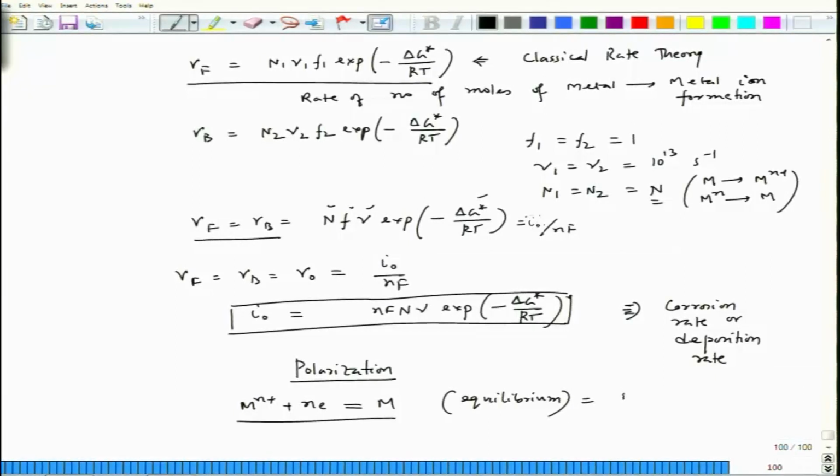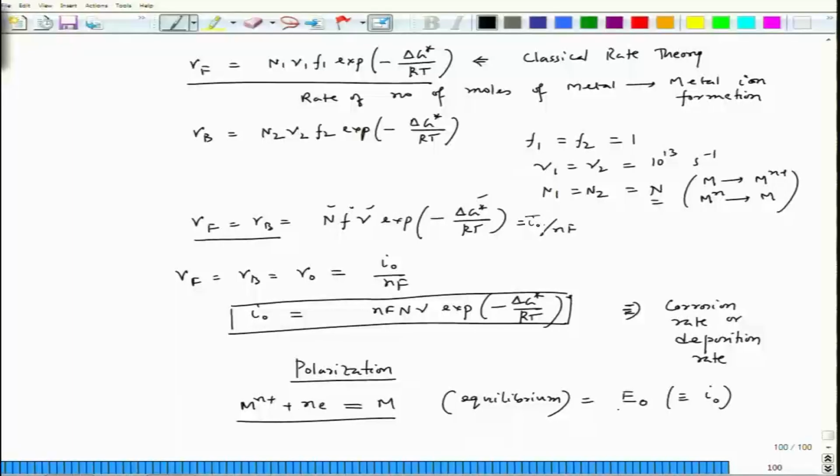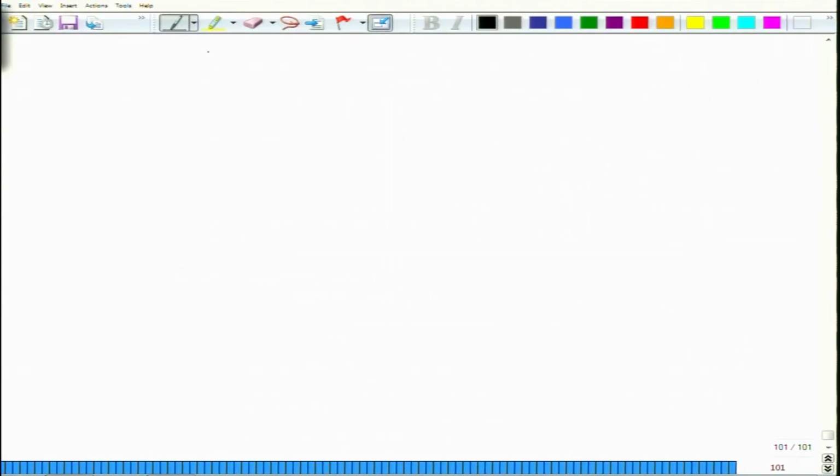so we have a potential, which is of course giving a situation of I 0, which is exchange current density, and if we have maintained standard value, it would be E 0. So, that means activity of M n plus equal to 1, temperature equal to 25 degrees Celsius, and pressure equal to 1 atmosphere pressure. So, then it becomes E 0, E 0.